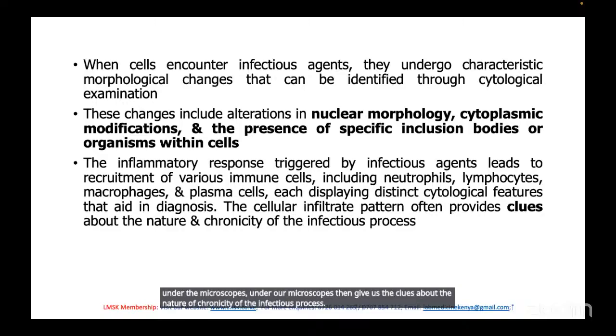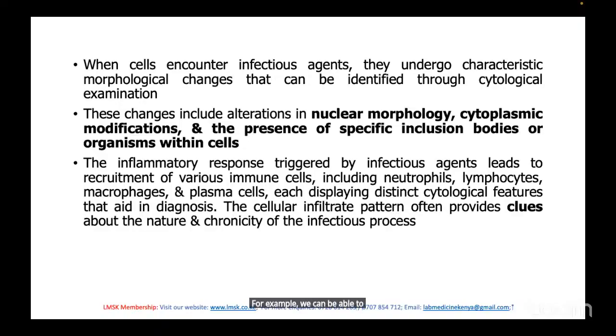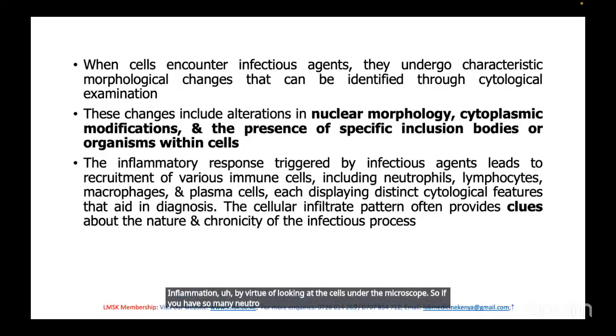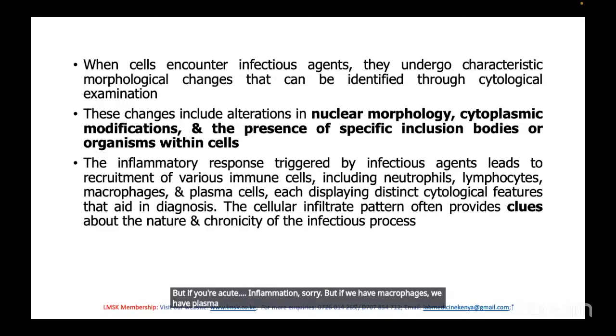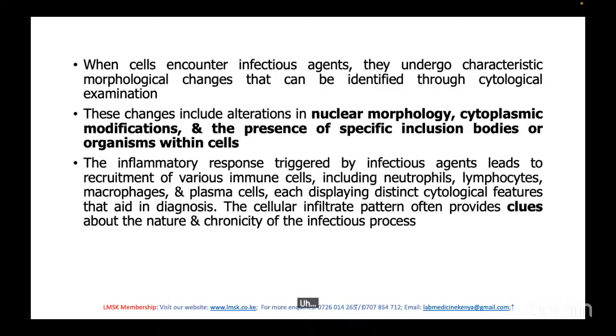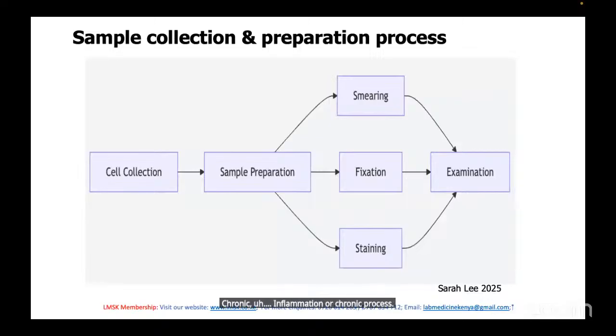For example, we can say that a patient is having acute inflammation by virtue of looking at the cells under the microscope. So if we have so many neutrophils, we will know that the patient is having acute inflammation. But if we have macrophages and plasma cells, then those features will automatically lead us to knowing that this patient is having a chronic inflammation or chronic process.